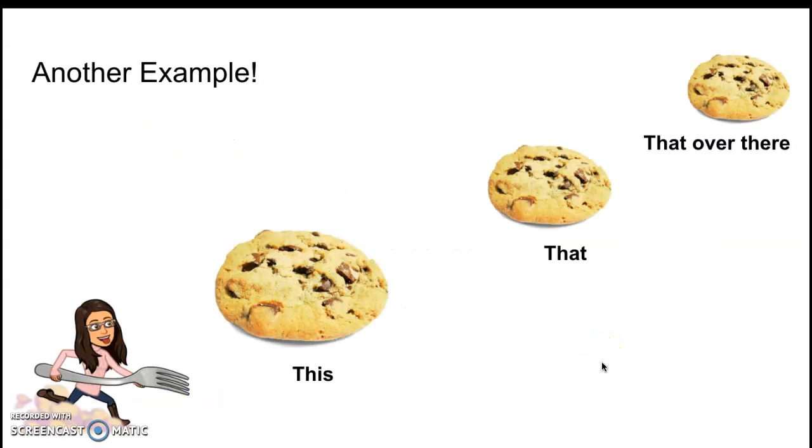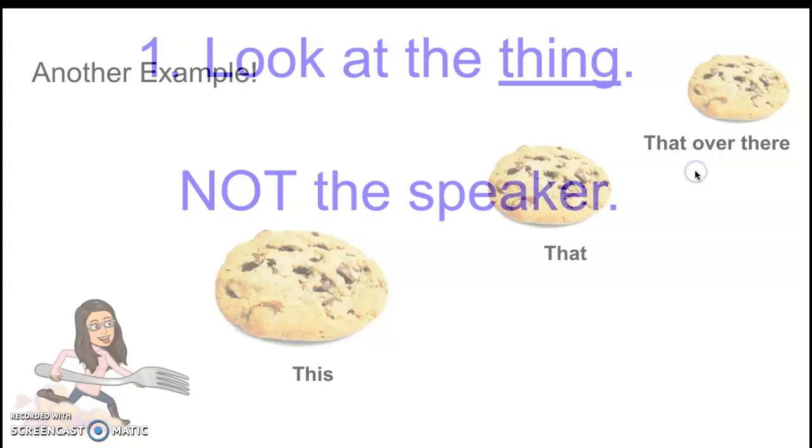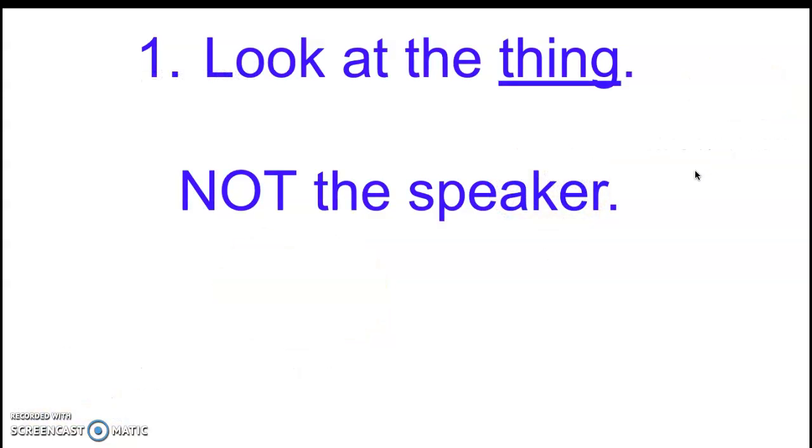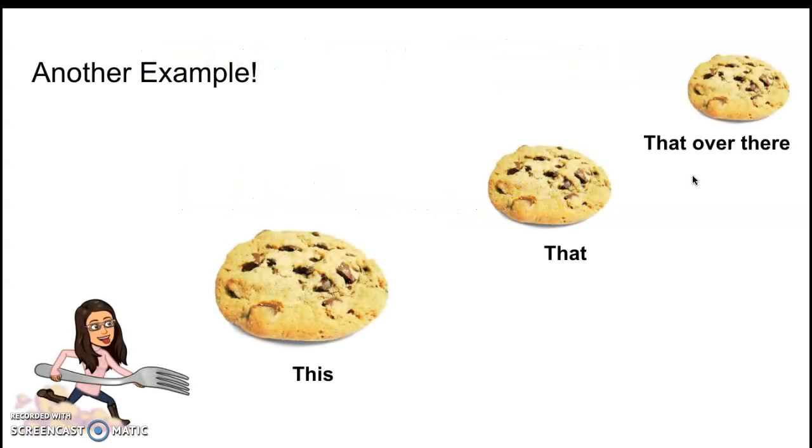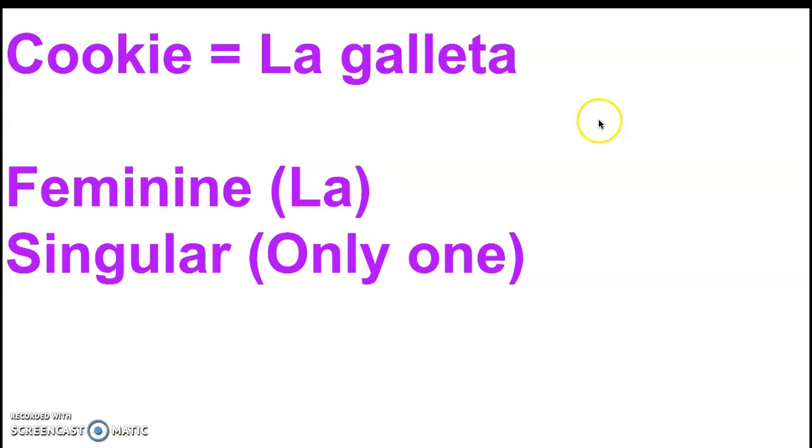So now, let's look at another example. I got cookies. Of course, the cookie closest to me in English would be this cookie. The one that's further away would be that cookie. And then the one that's even further would be that cookie over there. So first I need to know, I'm looking at the thing, not the speaker. So my thing in this example is a cookie. And a cookie is la galleta. So now I ask myself, feminine or masculine? It's feminine because I have la, and it's singular. I only have one cookie.